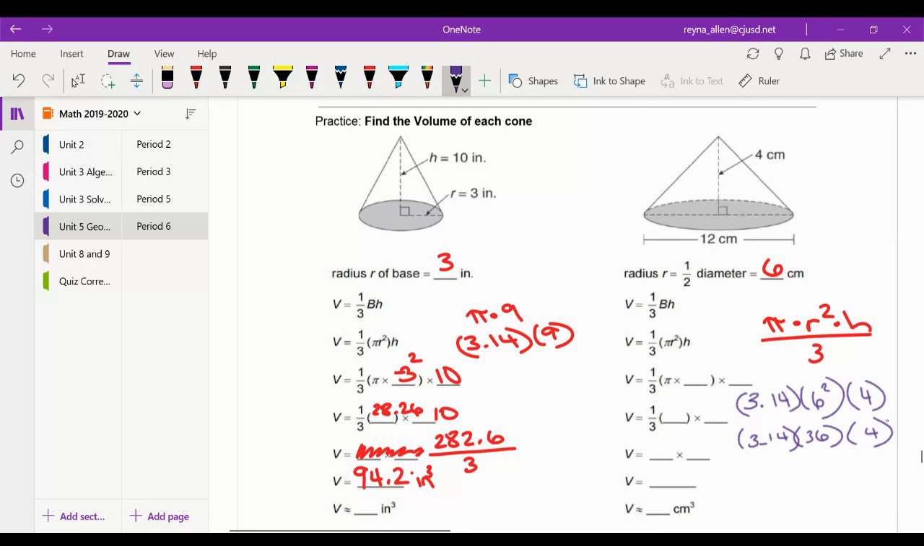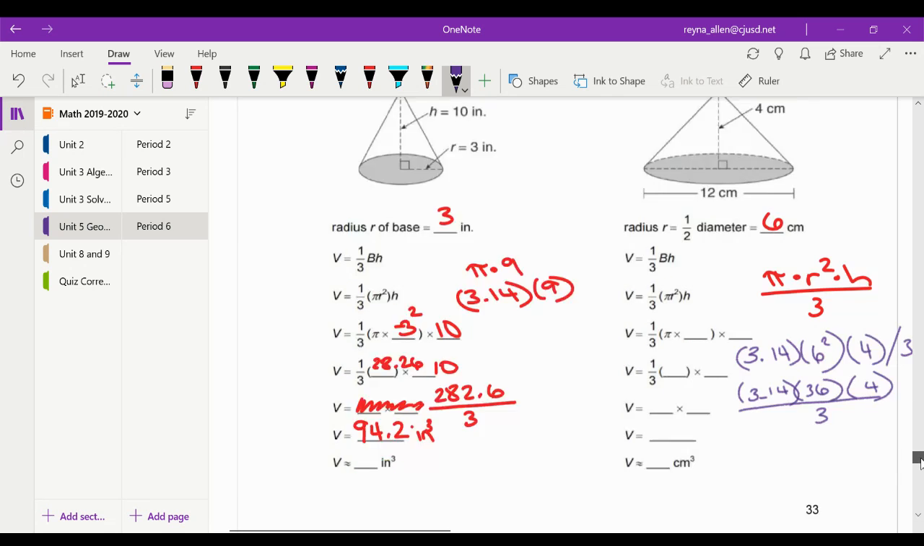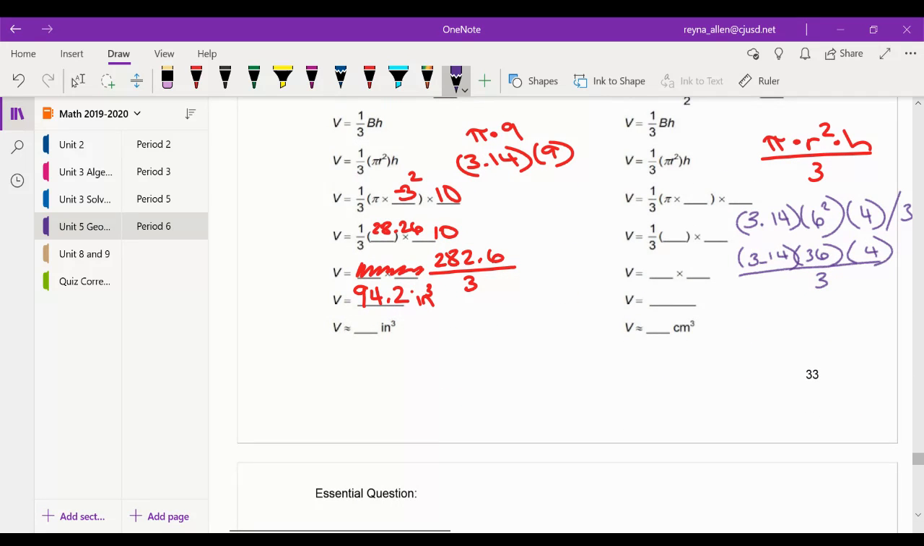Now I can just put these in my calculator. I forgot to write divide by 3. Okay, so 3.14 times 36 times 4 equals 452.16. And then divide by 3, so that way it's a cone. And that gives me 150.72 centimeters cubed.